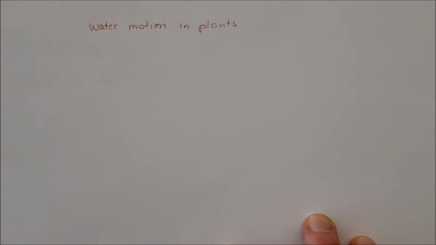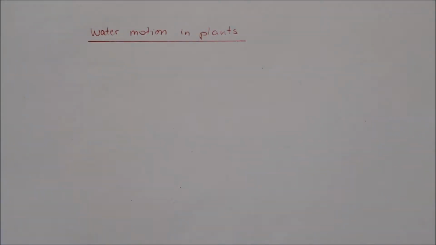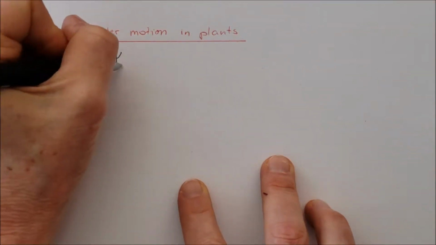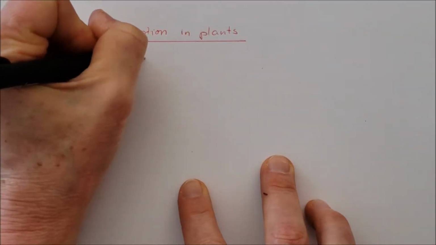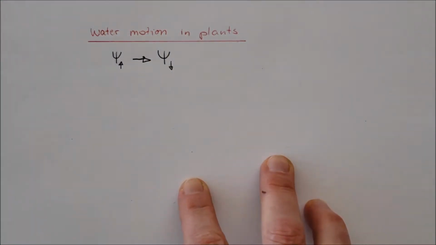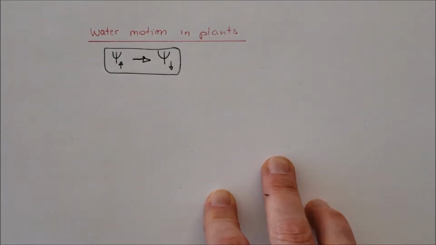The big question in this section is how water can move in the plants up to a couple of meters high from the ground, from the root system. First we have to point out that the water moves from high water potential to low water potential. This is from the previous knowledge.